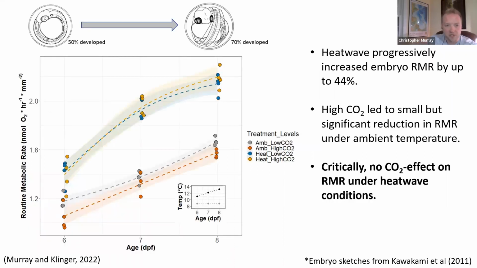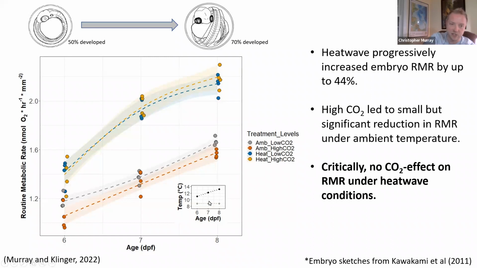So the data I'm going to show first are from the metabolic rate data. To orient you here, on the y-axis is routine metabolic rate in nanomoles of oxygen consumed per individual embryo, and this is all standardized to how large the embryo was. On the x-axis are the 3 days that I measured these respiration rates, so day 6, 7, and 8 post-fertilization.